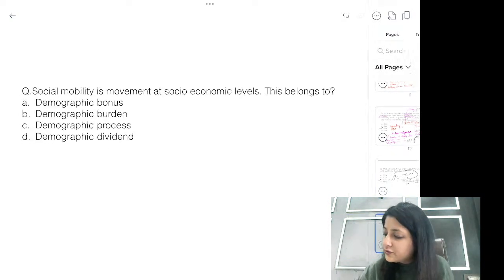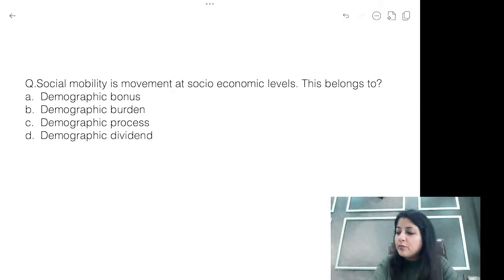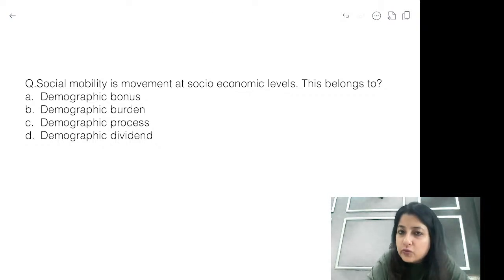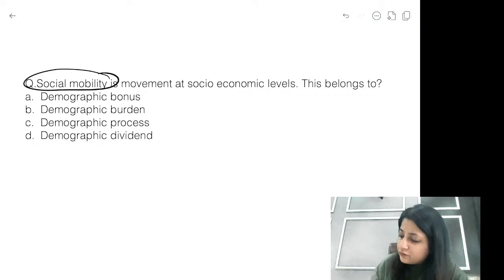Okay, moving to the next question. Social mobility is movement at socio-economic levels. This belongs to demographic bonus, demographic burden, demographic process, demographic dividend. Let's quickly revise a few terms over here. Is social mobility a demographic bonus, a demographic burden, a demographic process, or a demographic dividend? So social mobility, everybody, is what?